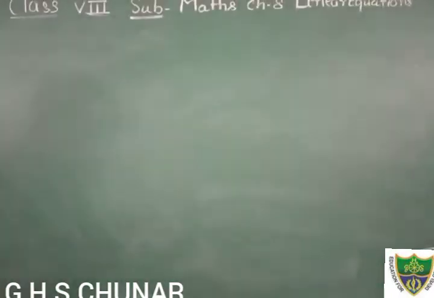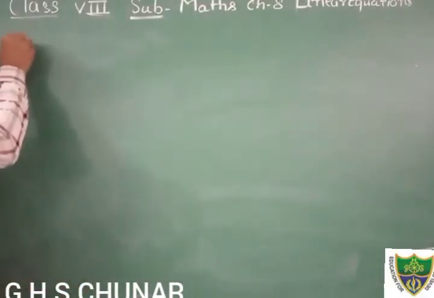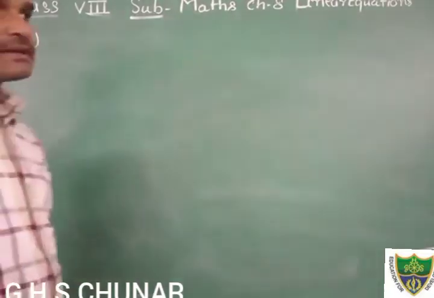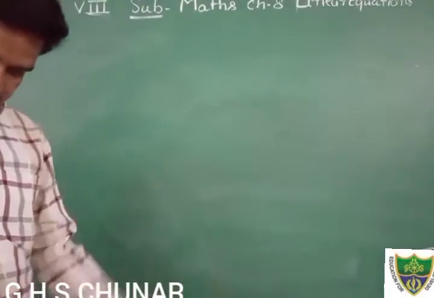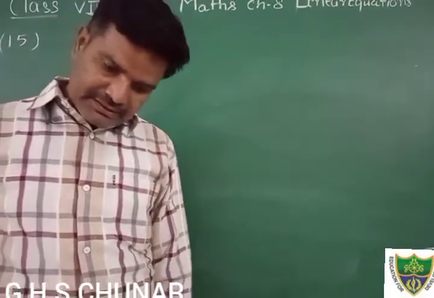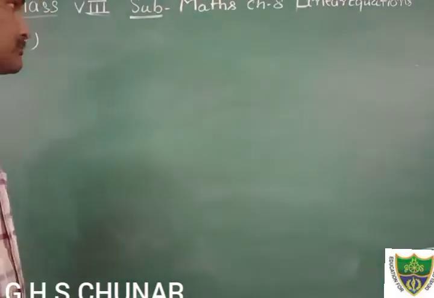In question number 15, it is given that the length of a rectangle exceeds its breadth by 7 cm. If the length is decreased by 4 cm and the breadth is increased by 3 cm, the area of the new rectangle is the same as the area of the original rectangle. Find the length and breadth of the original rectangle. So first you read the question. A rectangle is given, and it is also given that the length of the rectangle exceeds its breadth by 7 cm.